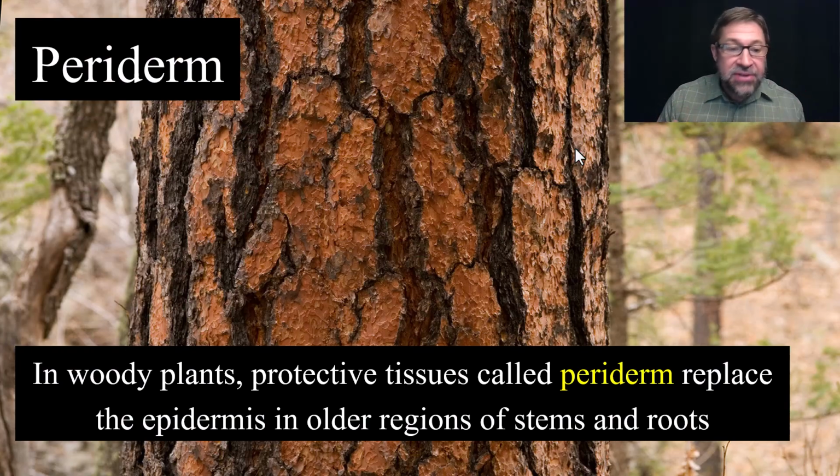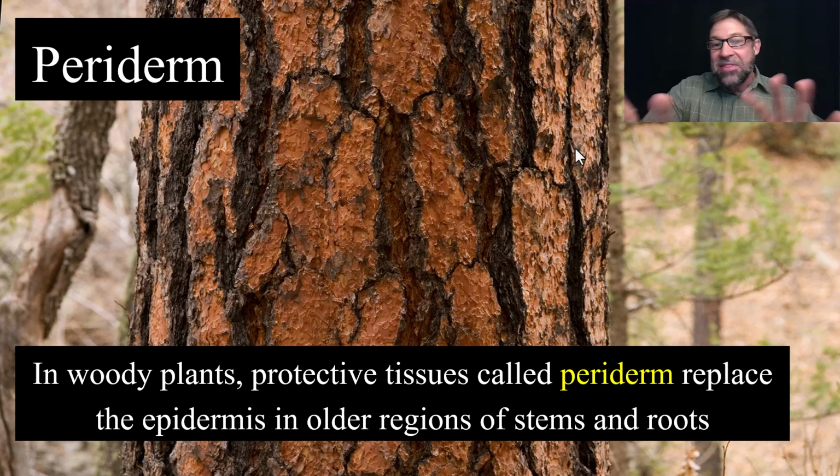In woody plants, protective tissues called periderm are going to replace the epidermis in older regions of stems and roots, and that's what forms that beautiful puzzle piece bark on a ponderosa pine.